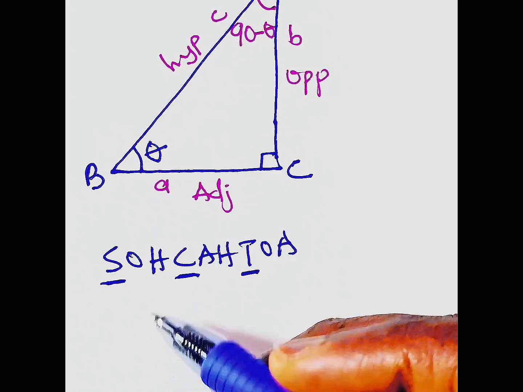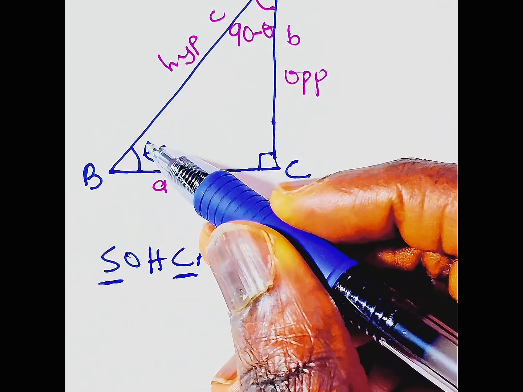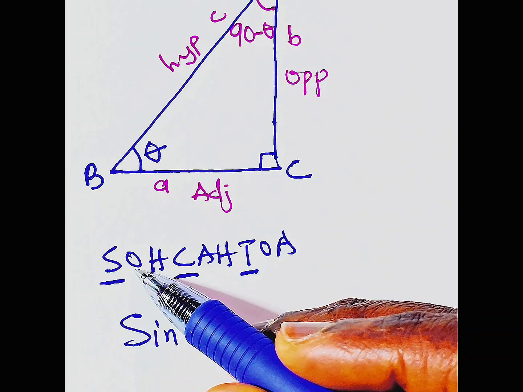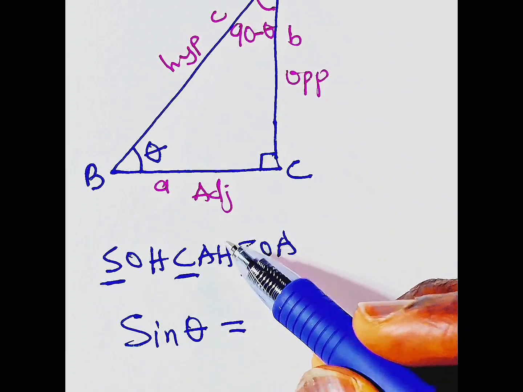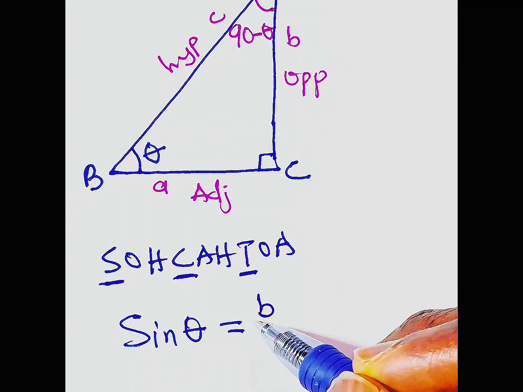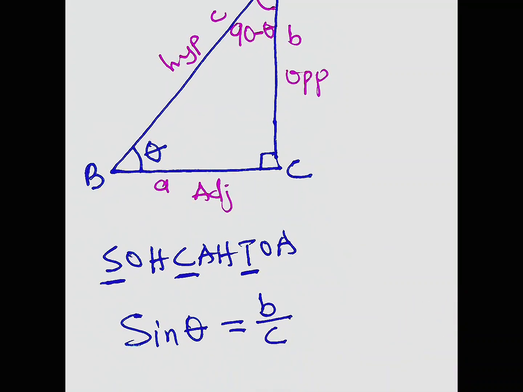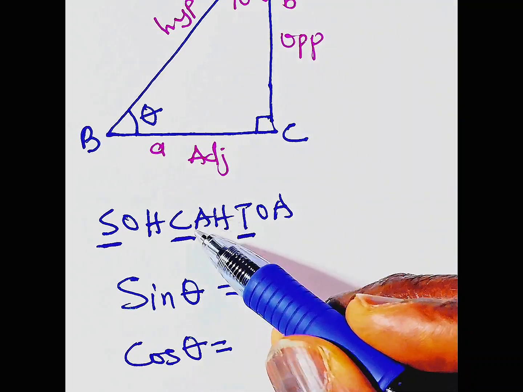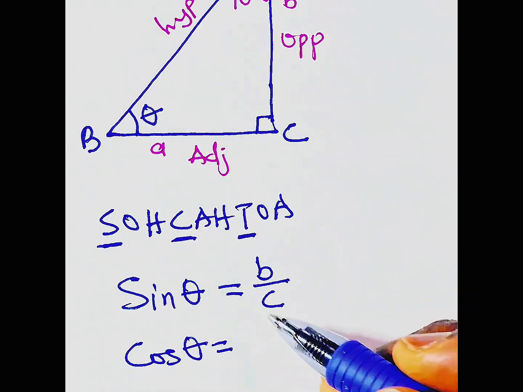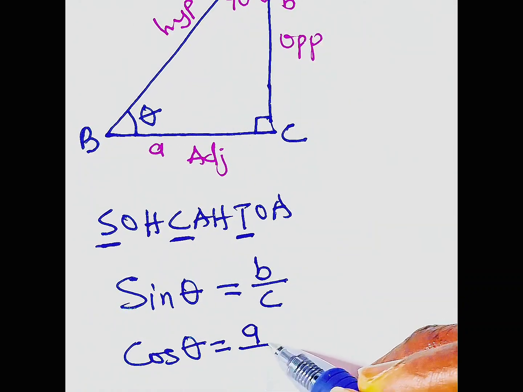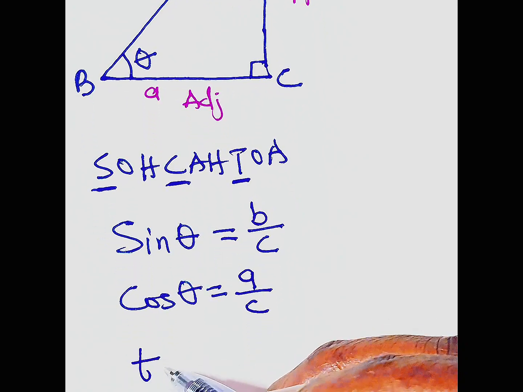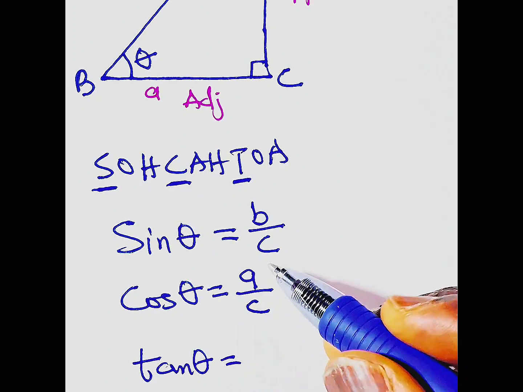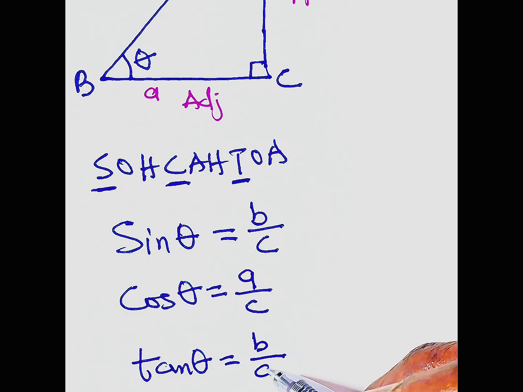Now, if you're considering this angle called theta, sine theta is going to be opposite over hypotenuse, and that one will be B over C. Again, cos theta is going to be adjacent over hypotenuse, and that one is going to give us A over C. And tan theta is going to give us the opposite over adjacent, and that will be B over A.